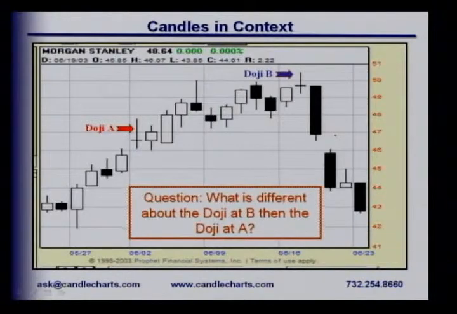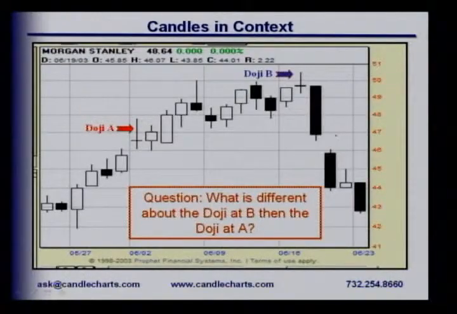Candles in context. What's different about the doji at A than the doji at B? This is what's going to come up in your trading strategies. You're going to see similar patterns or candlestick signals, and we have to put them through the context of the overall market condition. We all should recognize that doji made a new high close in both A and B.